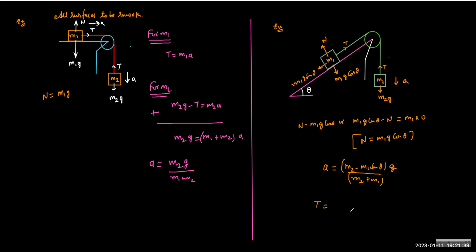Tension is M1 M2 G into (1 plus sin theta) by (M1 plus M2). M1 M2 G by M1 plus M2 into (1 plus sin theta), right? Yes, sir. So how many of you got this answer? Yes, sir. Clear? Yes.